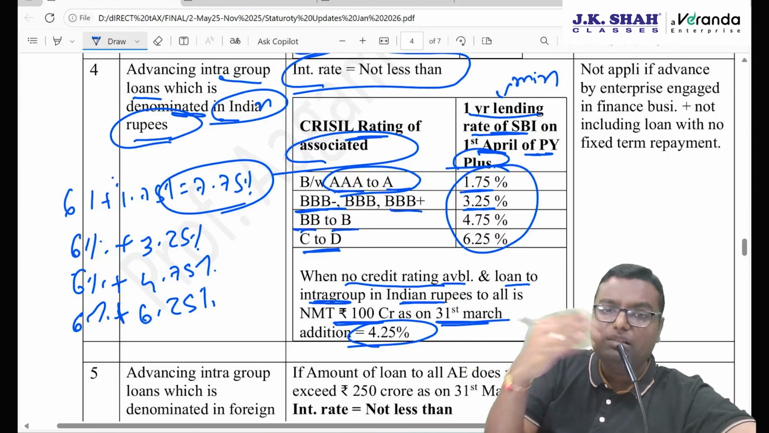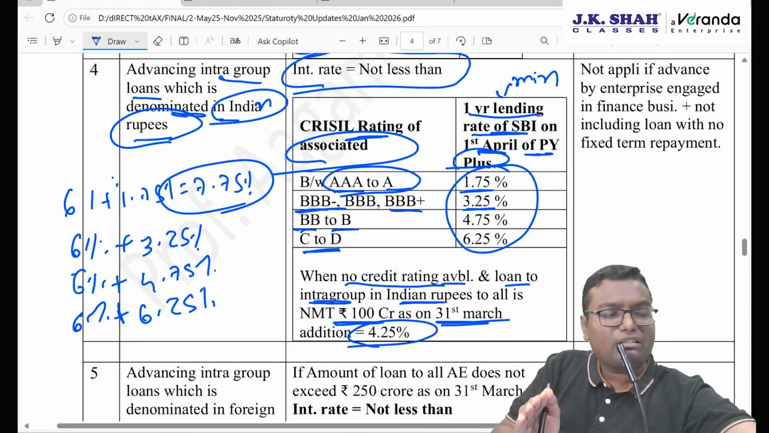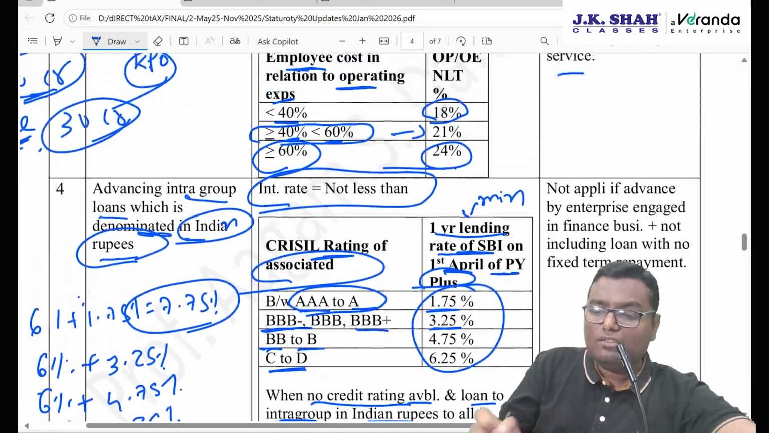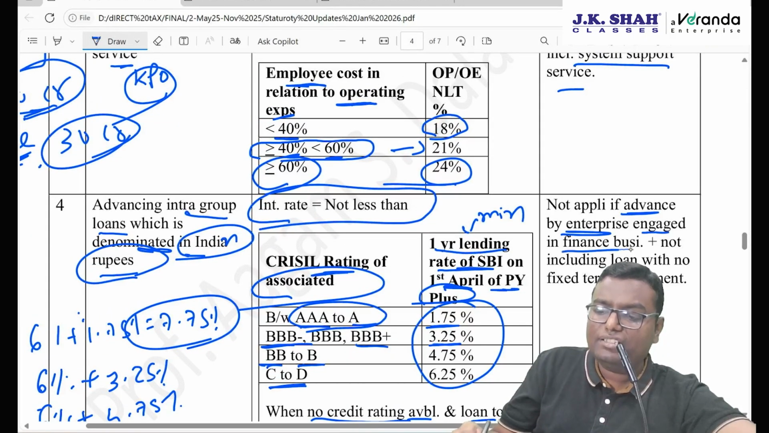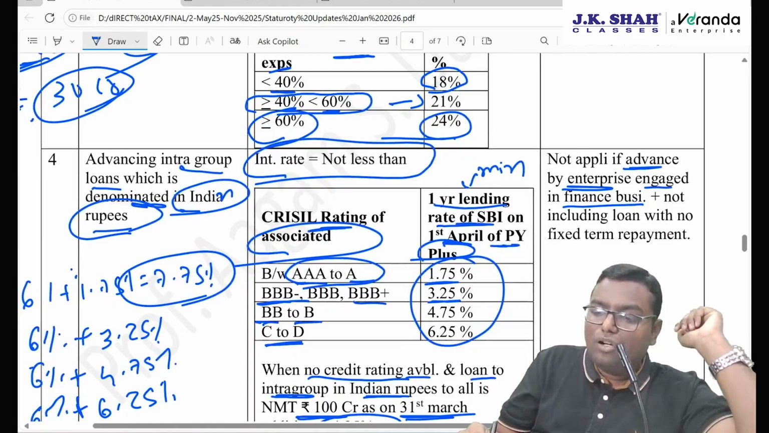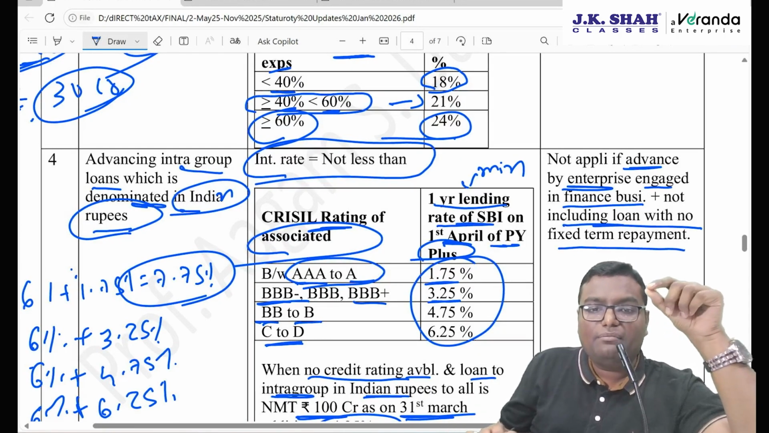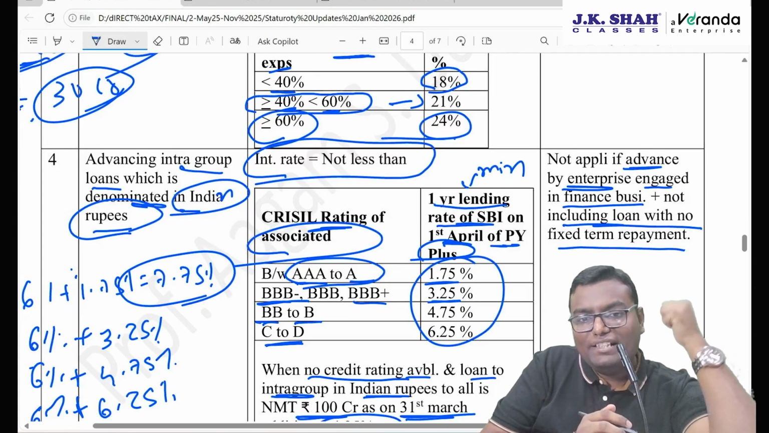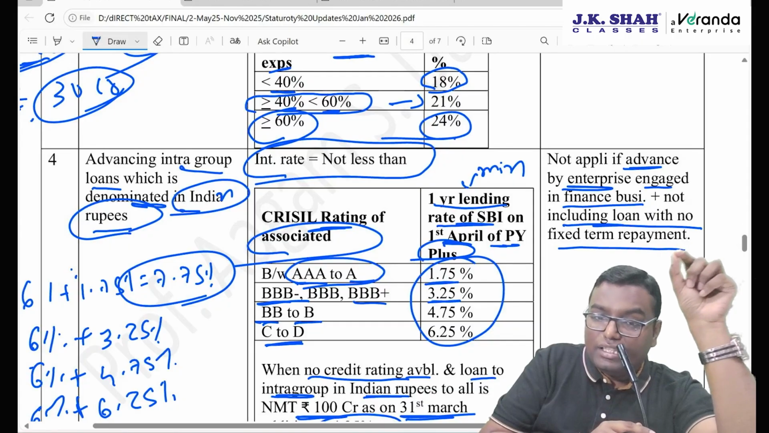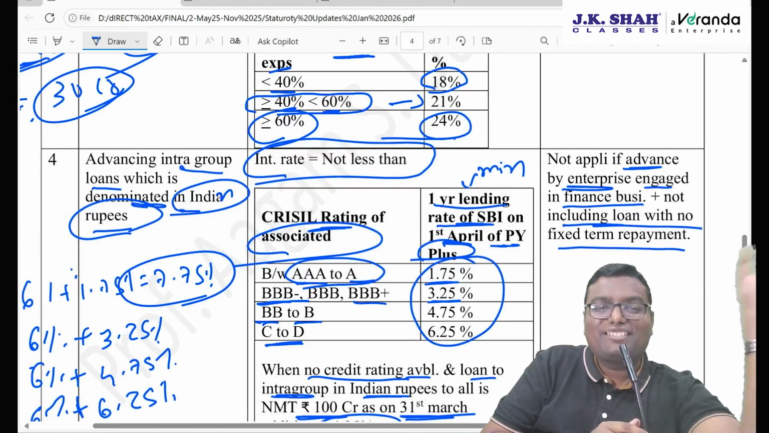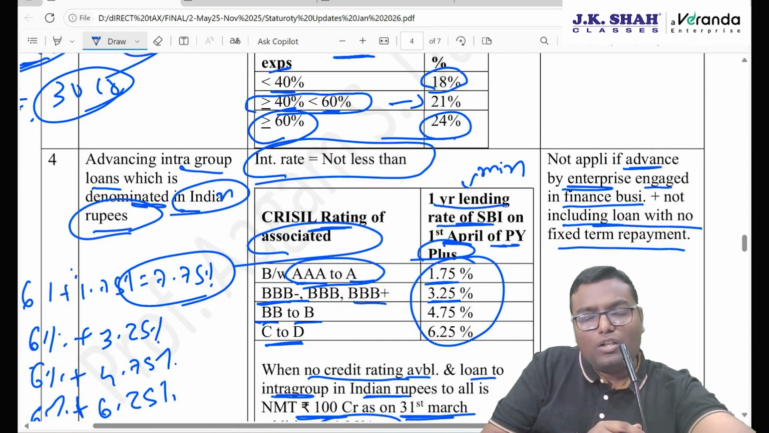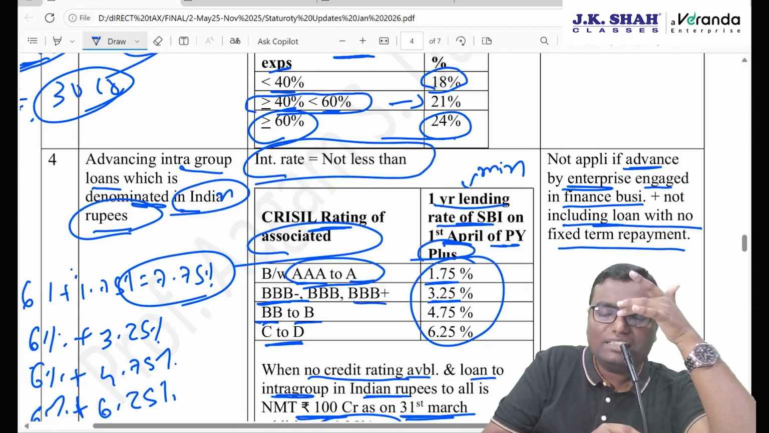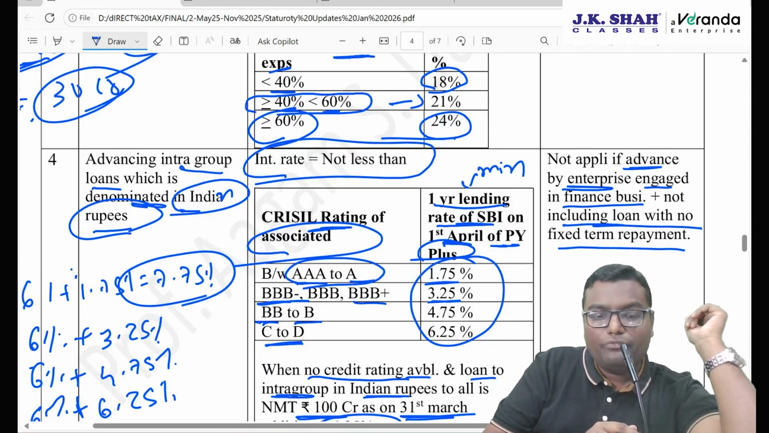If no credit rating is available, but the total loan is up to 100 crore on 31st March, then it will be 4.25%. Now this safe harbor rule is not applicable if advanced by an enterprise engaged in the finance business, not including a loan with no fixed term repayment. So if I'm into a finance business and I'm earning interest, this safe harbor rule is not applicable if the repayment is not fixed. But generally, if I'm a normal organization doing trading or manufacturing kind of business, and I'm just giving the loan to associated enterprises and charging interest, I can adopt this safe harbor rule.